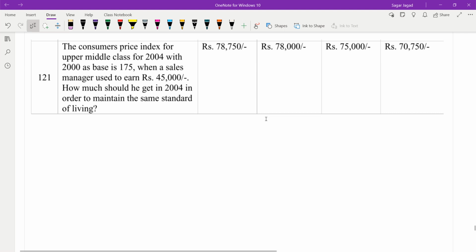Okay, so what I am understanding from the data is from 2000 to 2004, the cost of living has been increased by 75%. From 100, it has become 175. So it is an increase of 75%. So my salary or income also should increase by 75%. So this 45,000 should get an increment of 75%.